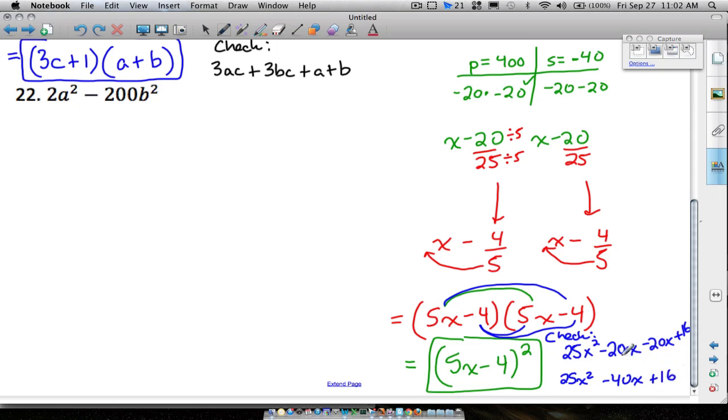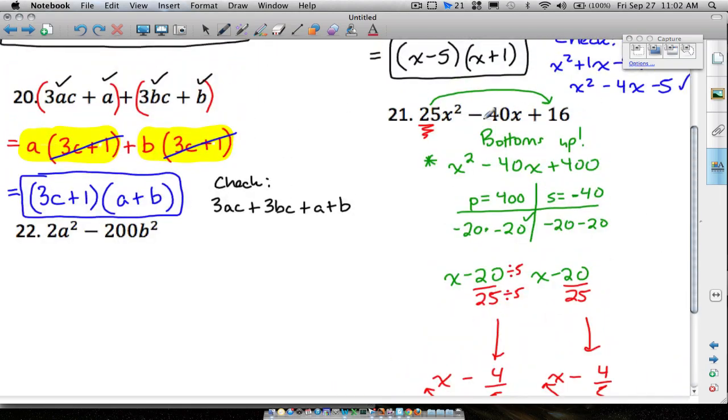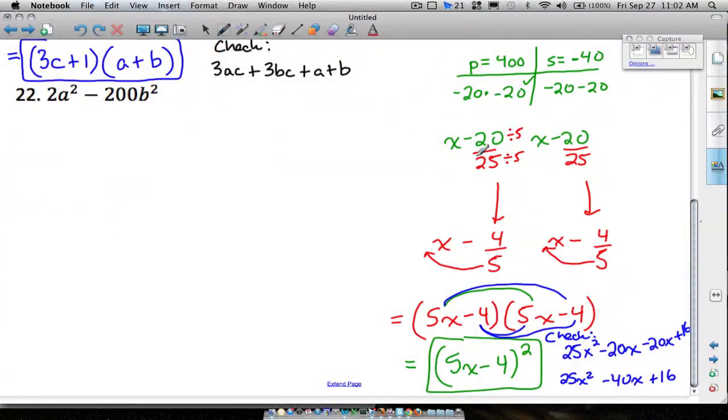Those do not cancel out. They combine together to give you minus 40x. That right there matches exactly what we started with right here. All right. So be careful with bottoms up. Remember, if you have a number that's not 1 in front of that squared term, you move it over, but you have to bring it back in that step right there. So that's our factored form for that one.